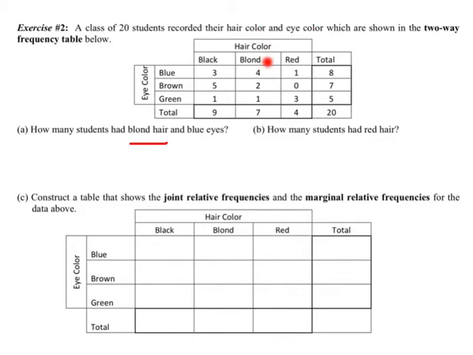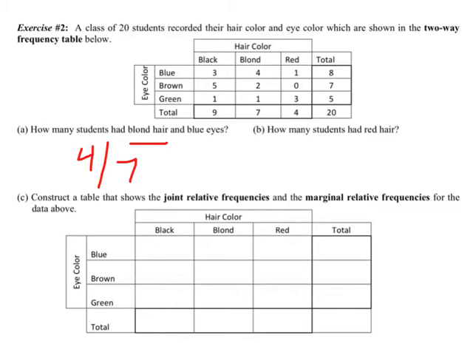Because we're in this column, we're going to continue to see how many total there are. So it's blonde hair, blue eyes is 4 out of 7. So my answer to that question is 4 out of 7.